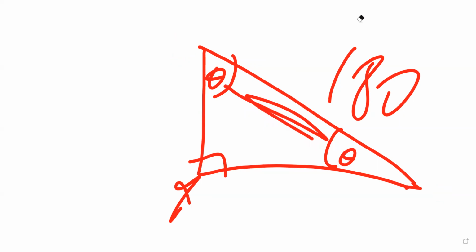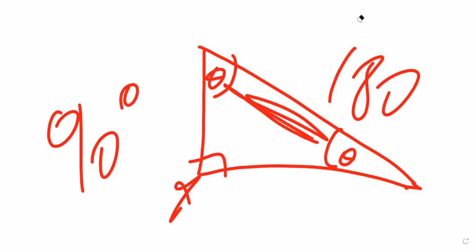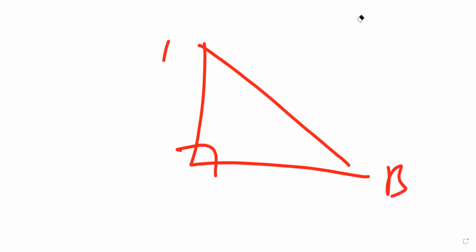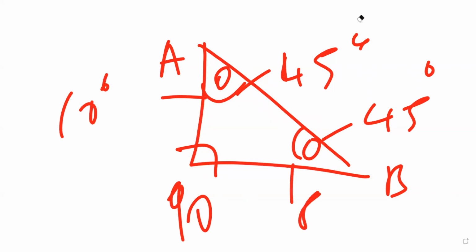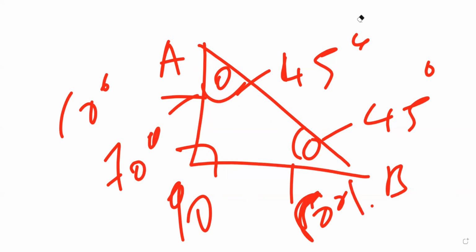So complementary angles are angles that, when you add them, give you a total of 90 degrees, which makes a lot of sense. So if I have B and I have A, and this angle is 90, then these angles could be 45 degrees and 45 degrees, or 10 degrees and 80 degrees, or 70 degrees and 20 degrees. But at the end of the day, both should give you 90 in summation.